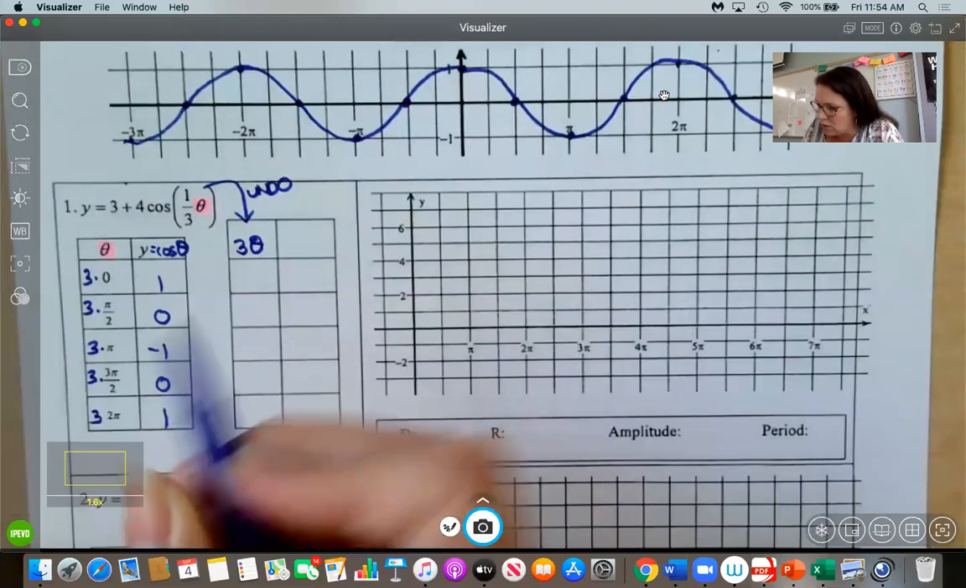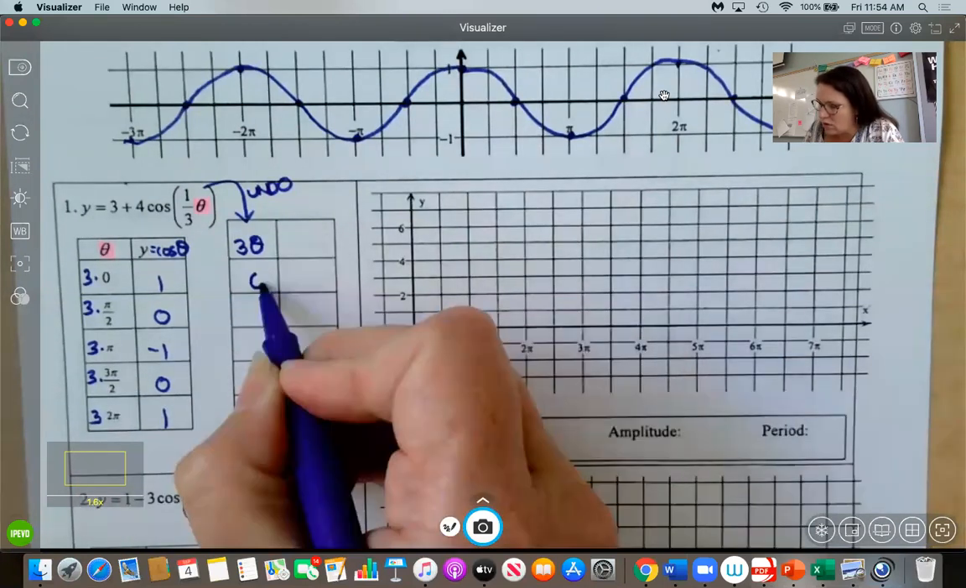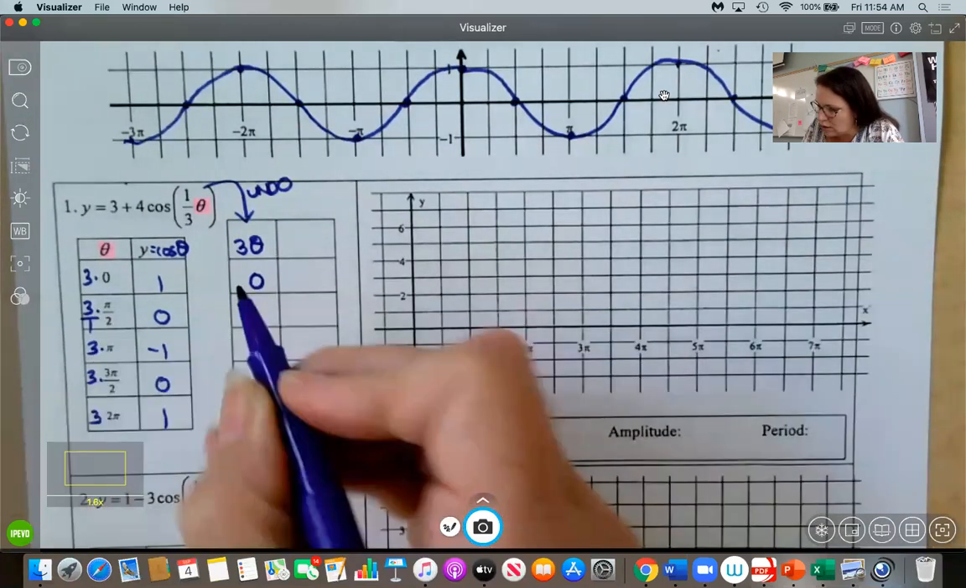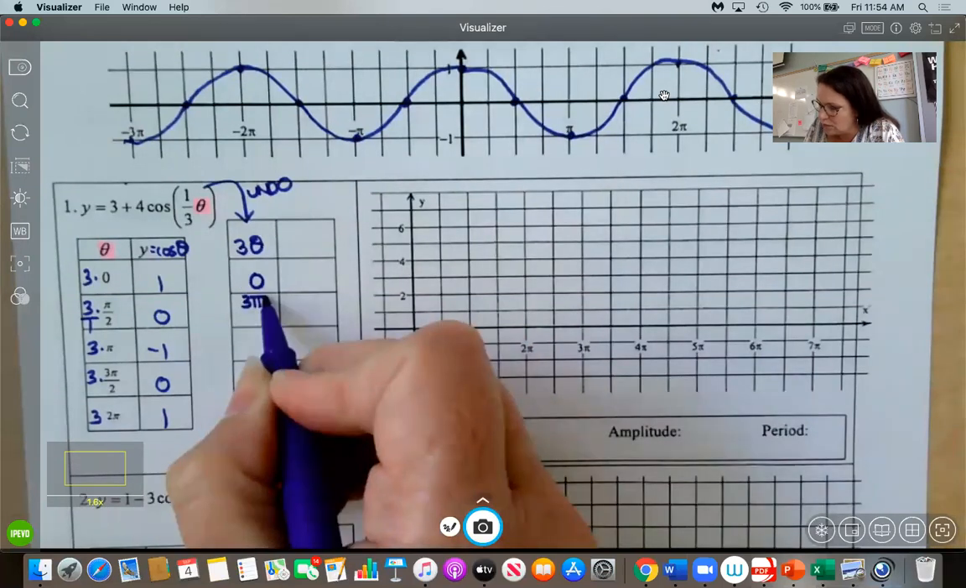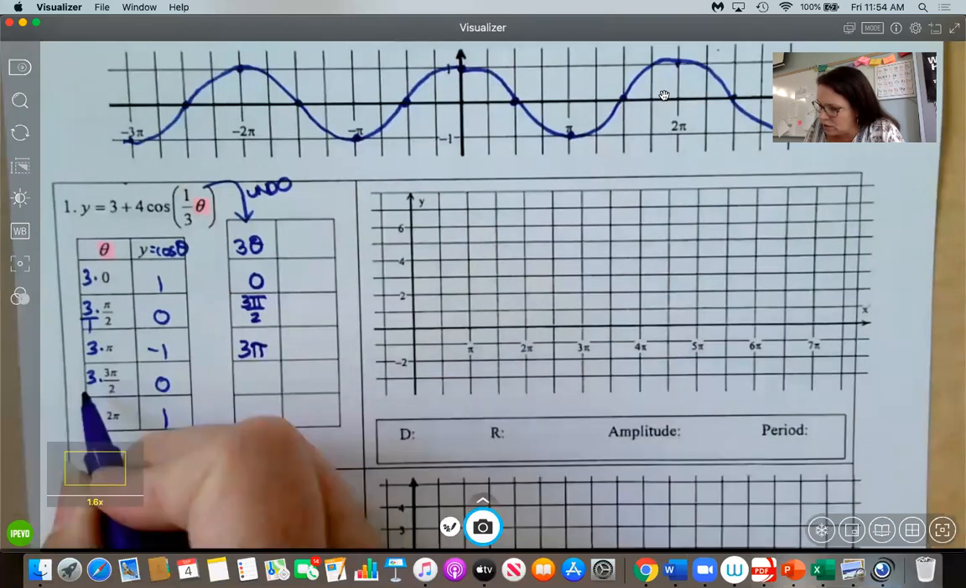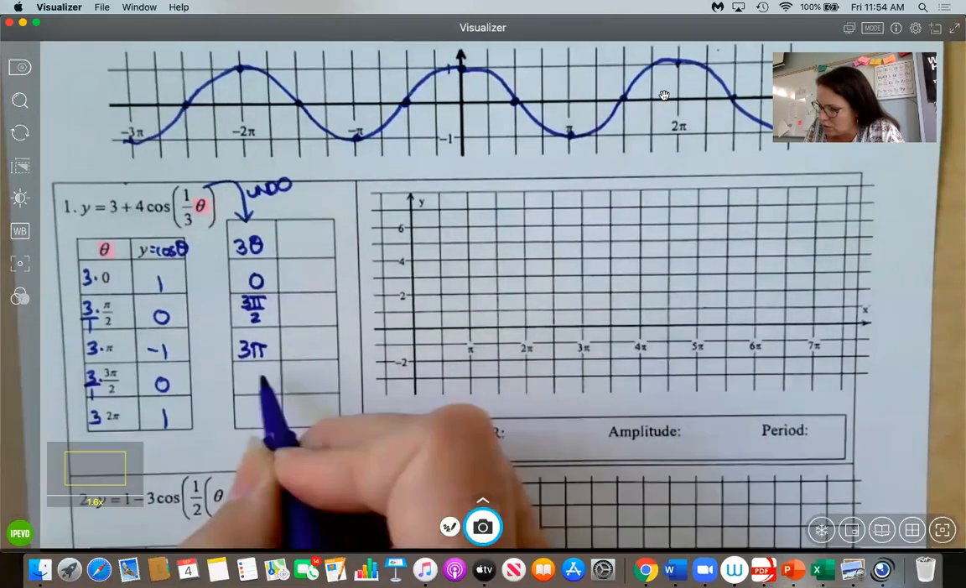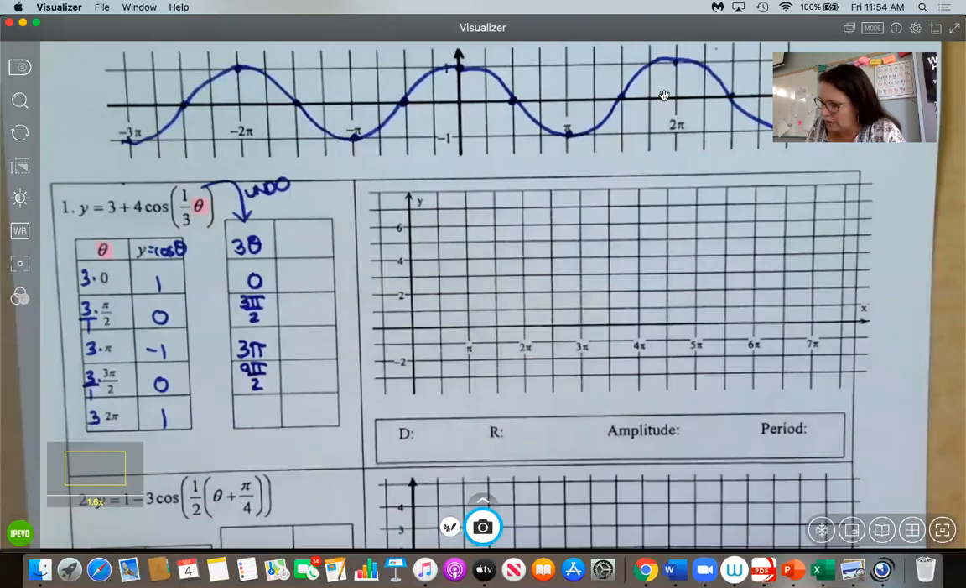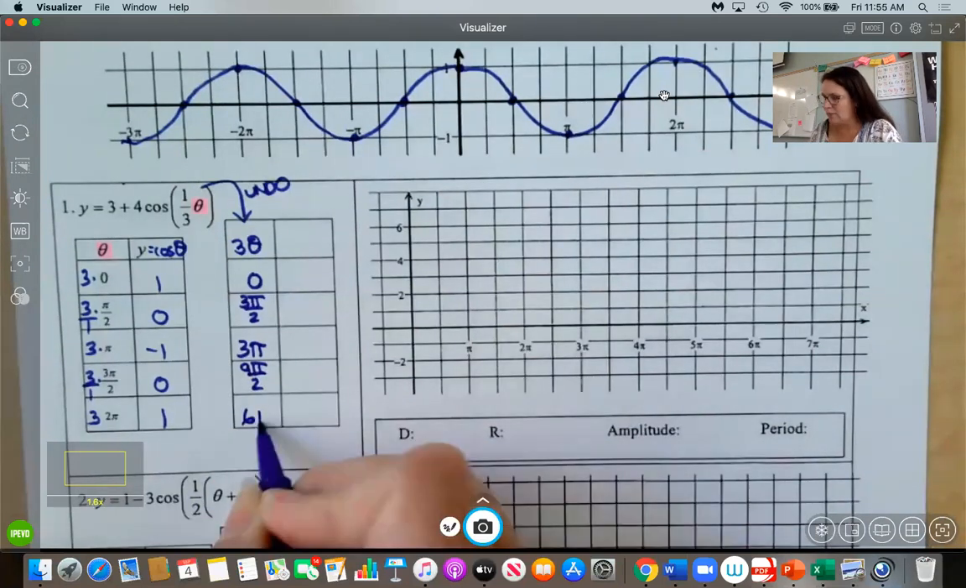So 3 times 0 is 0. 3 times pi over 2 is 3 pi over 2. 3 times pi is 3 pi. 3 times 3 pi over 2 is 9 pi over 2. And 3 times 2 pi is 6 pi.